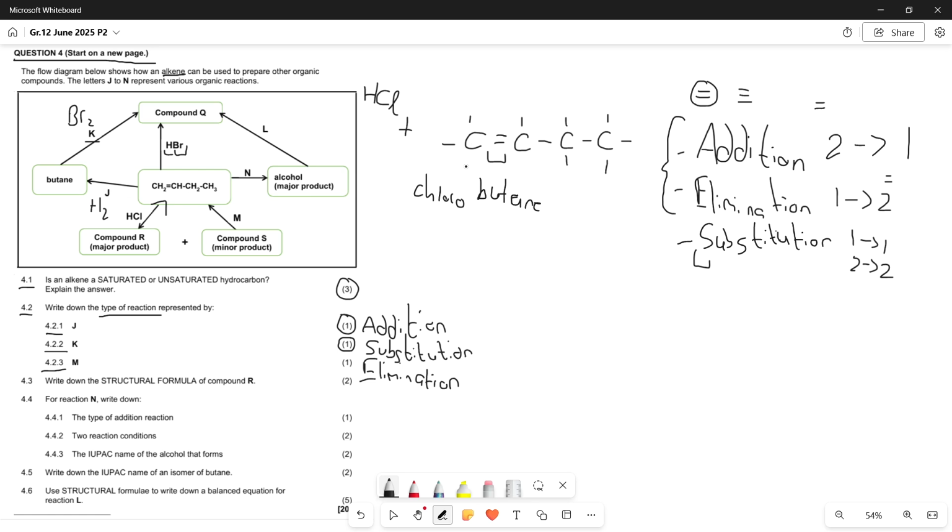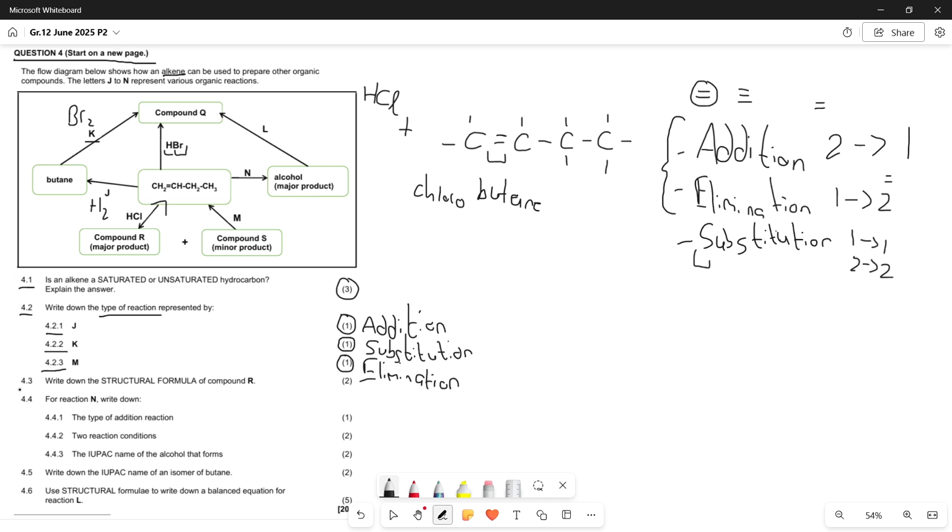But dehydrohalogenation means we are removing a hydrohalogen from the compound. Okay, which means we can write dehydrohalogenation or we can just write elimination, and both will give us the marks. And in this case, just having written elimination earned us 1 mark over there.